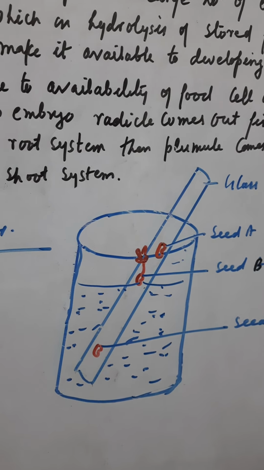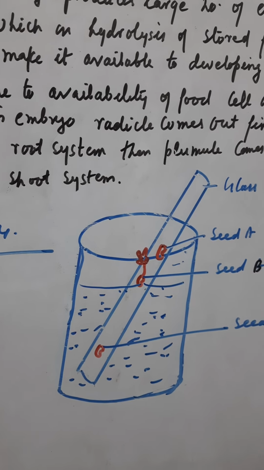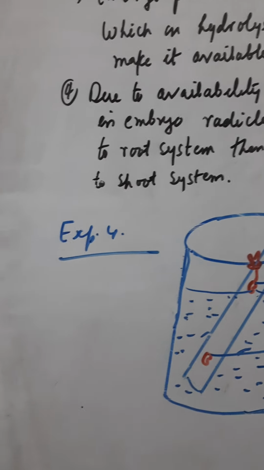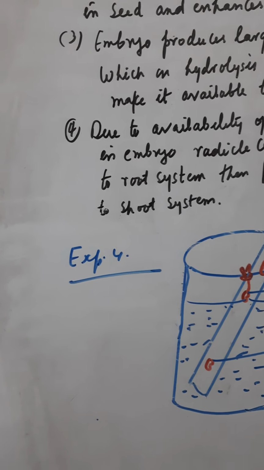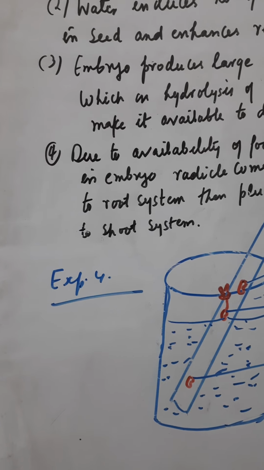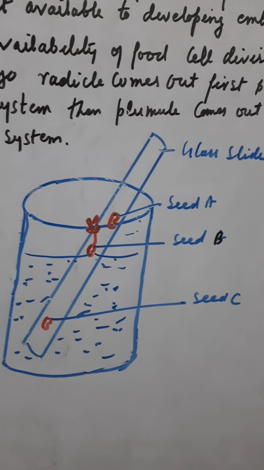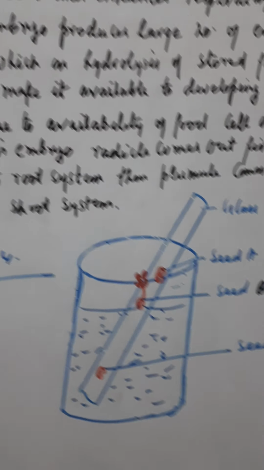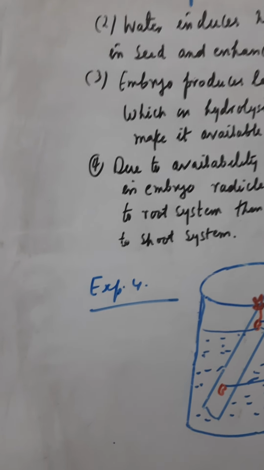Place petri dish A at room temperature, B in the refrigerator, and petri dish C in the oven at 48 degrees Celsius. Now you are aware that seed germinates at the optimum temperature, as I had explained in the last video. So here the seed will germinate in petri dish A because it is subjected to optimum temperature, and it will fail to germinate in B and C because of very low and very high temperature.